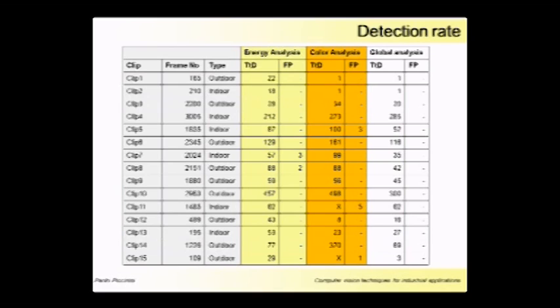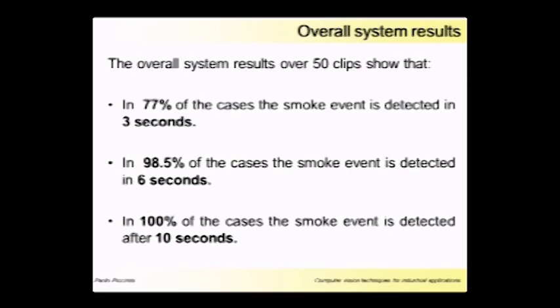The label TTD stands for time to detect and represents the number of frames needed to detect the smoke since it appears in the scene, while the label FP means false positive and represents how often the system detects smoke even if it is not present in the scene. As already said, it was tested over 15 clips, and in 77% of the cases, the smoke is detected in 3 seconds. In 98.5% of the cases, the smoke is detected in 7 seconds, and the system always detects the smoke in 10 seconds.